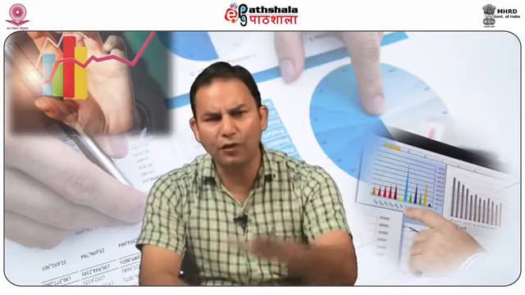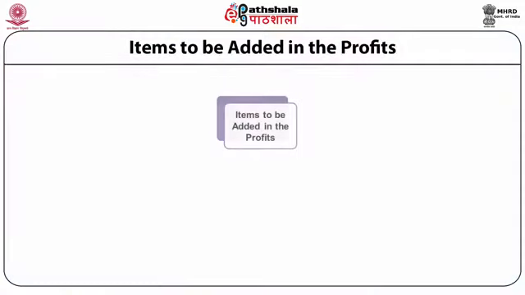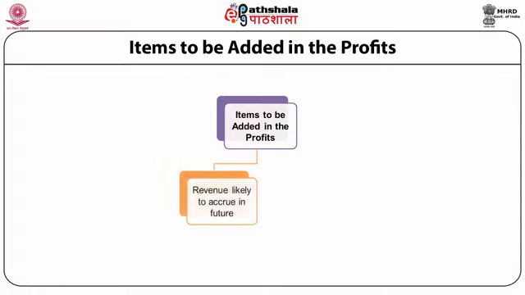Further, expenses debited to profit and loss account but not likely to occur in future should also be added back to profit. Items to be added in profits are shown in this figure. This figure shows that revenue that is likely to occur in future is added in profit, whereas future expenses and provisions which are not likely to occur in future should be added back to the profit for the purpose of calculating true profit or fair profit, or calculating the goodwill.